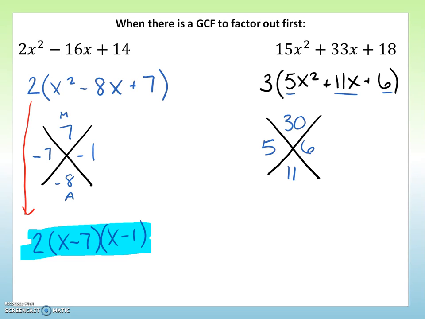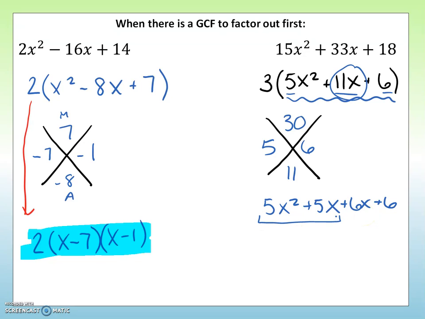So we go ahead and write it out. 5x squared. We're splitting this 11x, so plus 5x plus 6x plus 6. We're just rewriting this and splitting the 11x into 5x plus 6x. Now we group it. 5x squared plus 5x. The GCF here is 5x. Factor that out of these two terms, we're left with x plus 1.